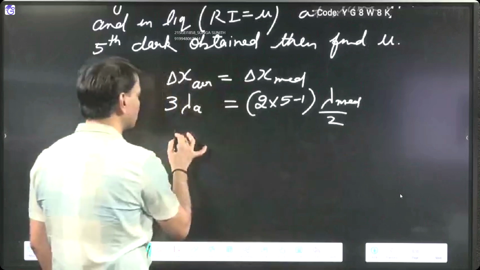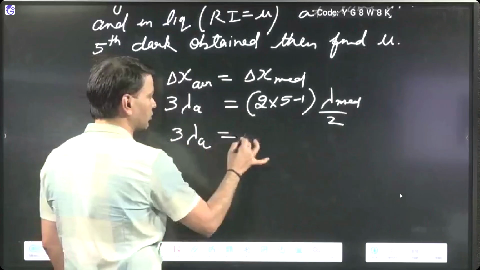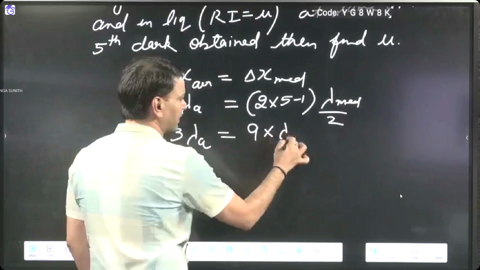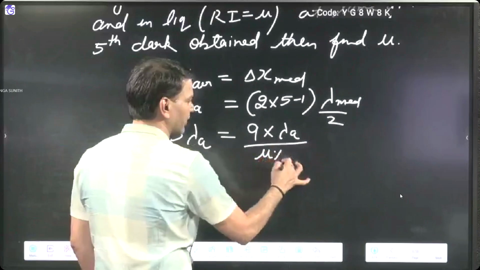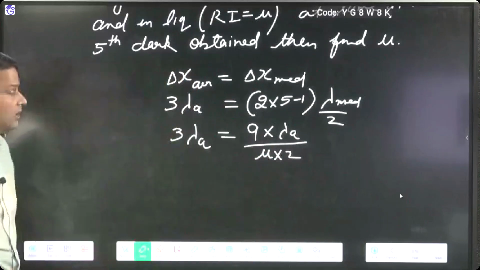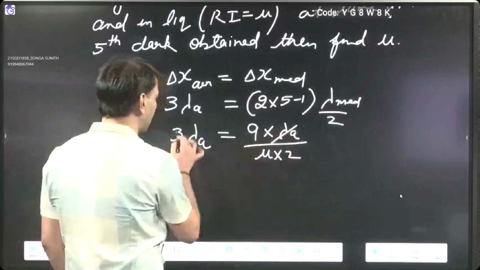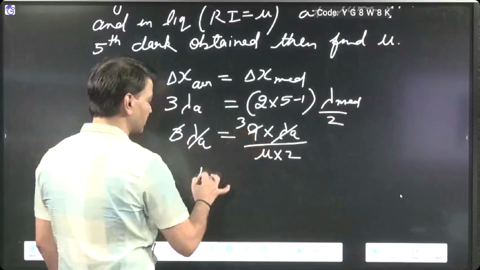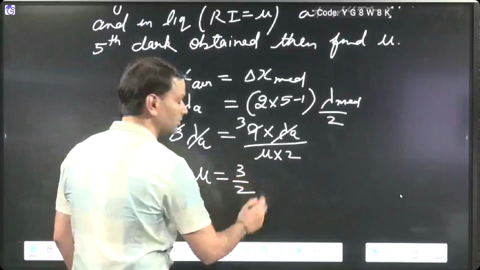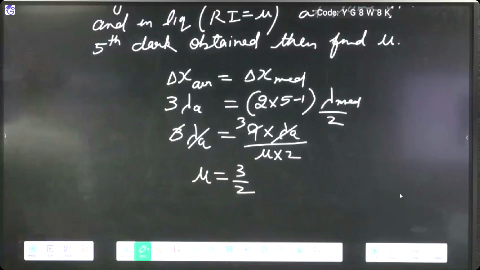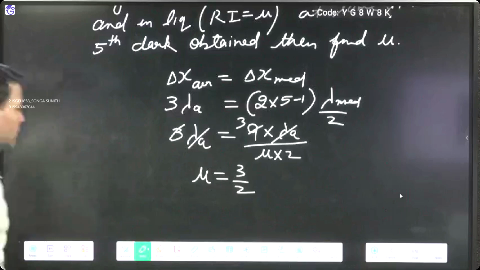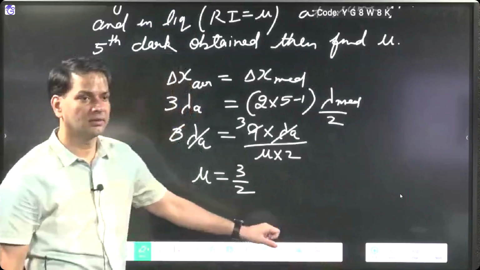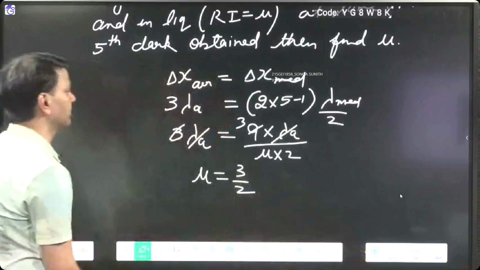Now I got 3 lambda air equal to 9 lambda medium by 2, and lambda medium I can say is lambda air by mu. This we have learned in optics and so many chapters. Now lambda air cancels out. 3 threes are 9. Then what is the mu you got? 3 by 2. Okay. Now last problem.